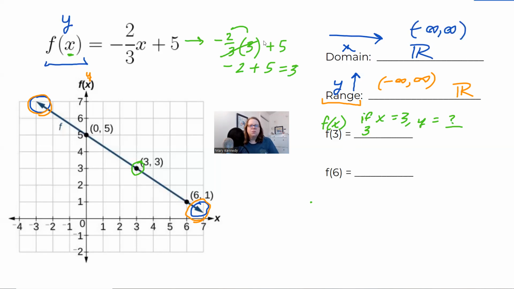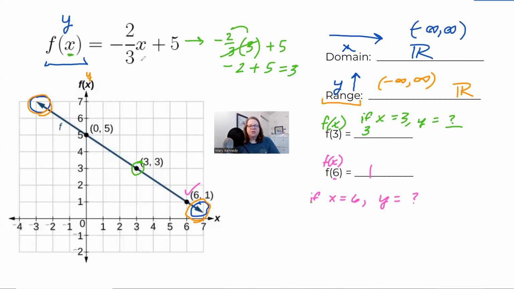Okay, let's do one more. F of 6. Remember, this was f of x, and now they've replaced x with 6. So if x equals 6, then y equals what? And so we can look at the point here. We have a coordinate point at 6, 1. So the function of 6 is 1.